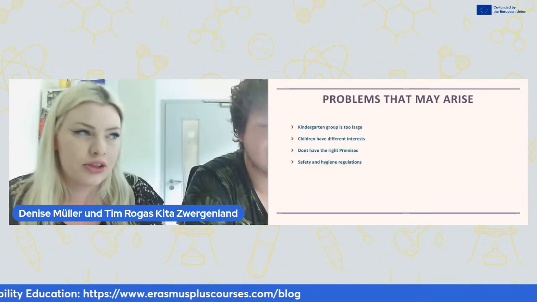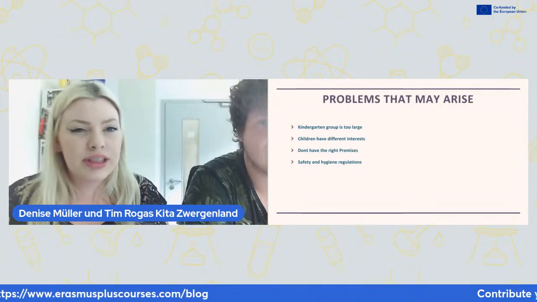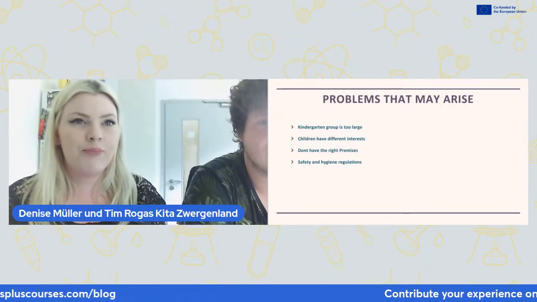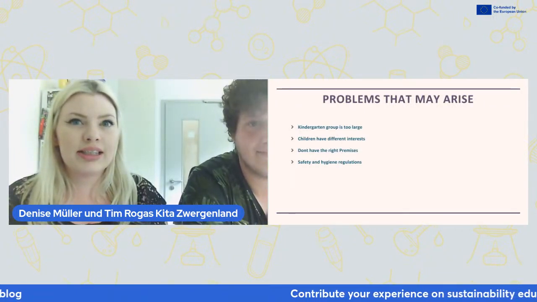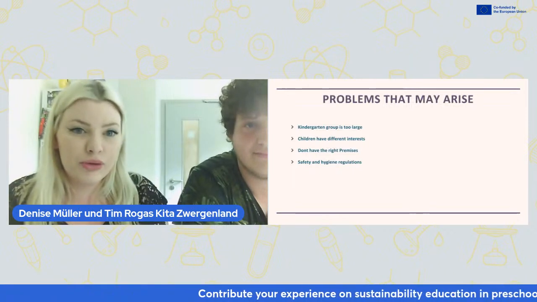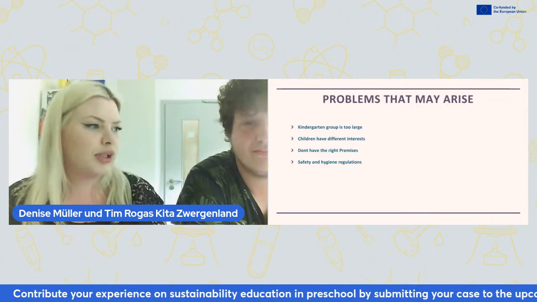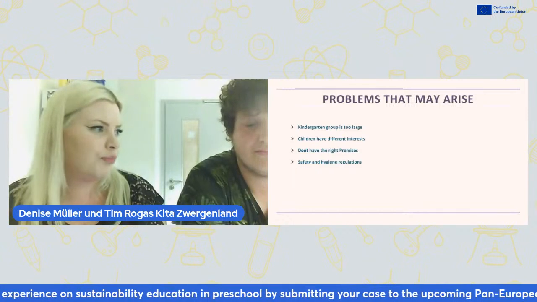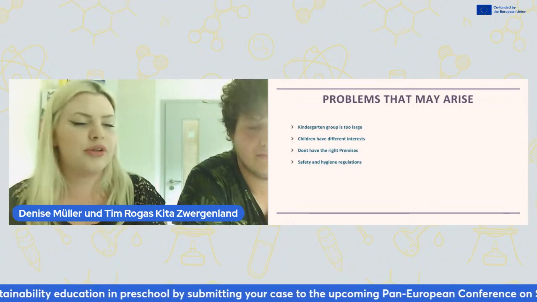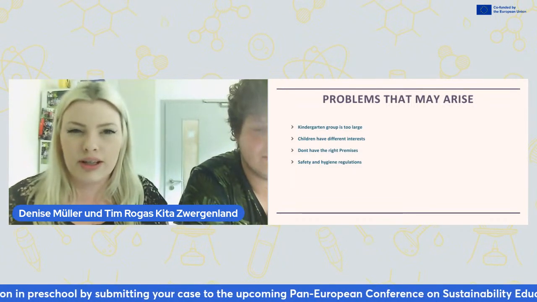Children have different interests, so 80% of the time the kids choose what we do, also on their interests and what they like and what they love. So 20% we make it, but 80% of the time the kids can.